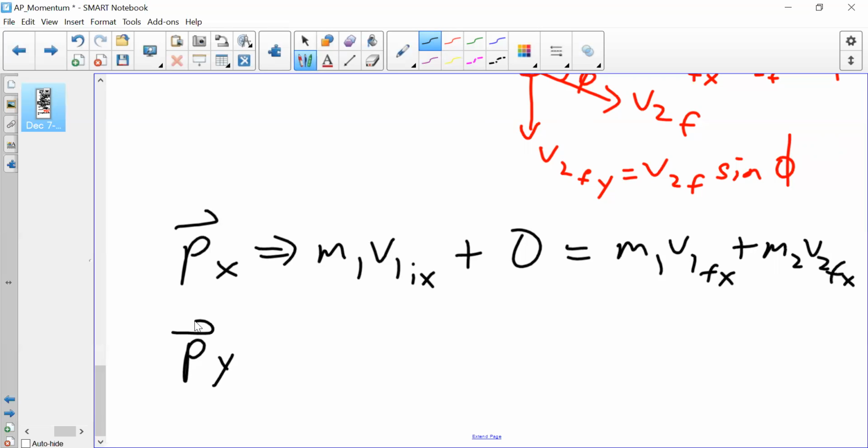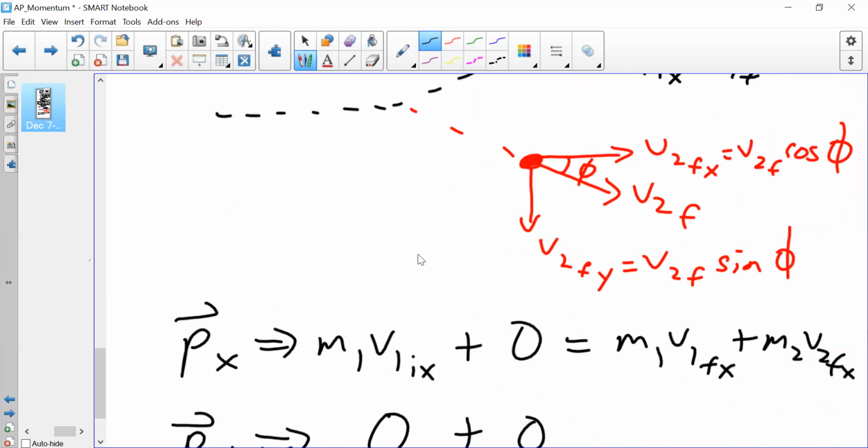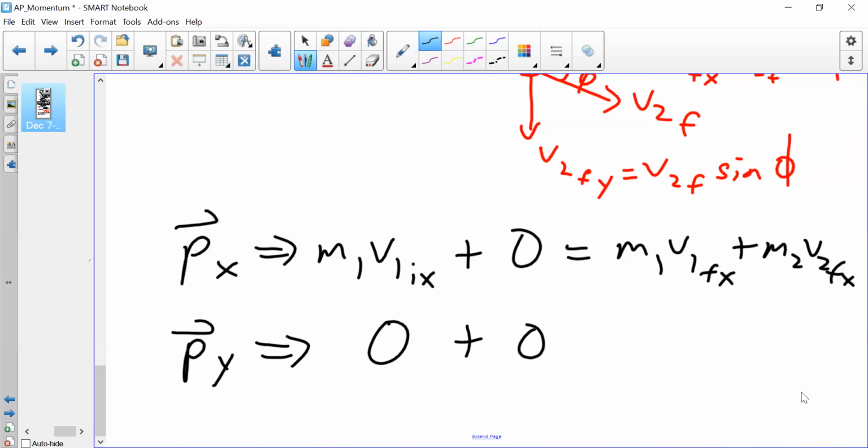And then all the momentum in the y direction initially is 0. Obviously the second ball is at rest, he's not doing anything, but there's no momentum in the y direction for the incoming ball because he's going straight, horizontal. So there's no momentum initially in the y direction, but in the end, we have m1 v1fy plus m2 v2fy, where this is sine theta, and this is sine phi.